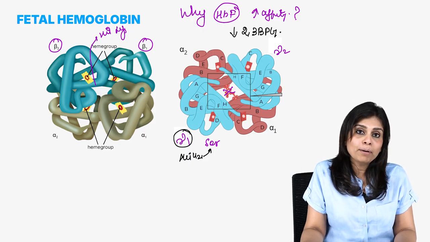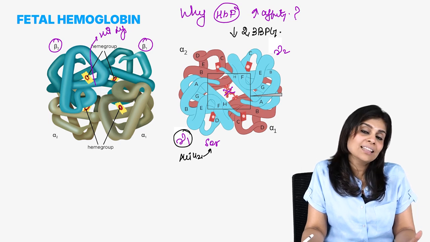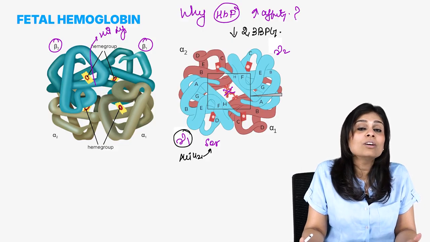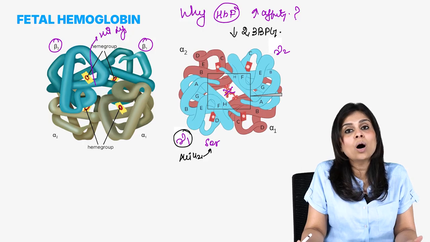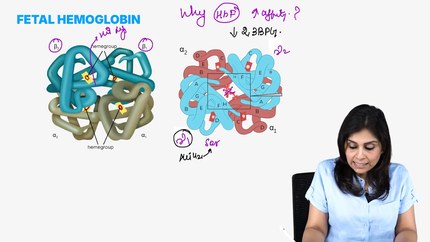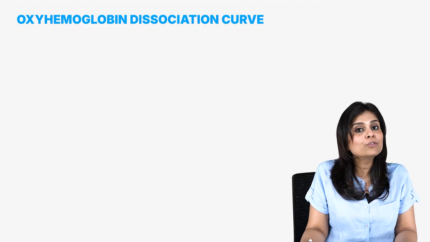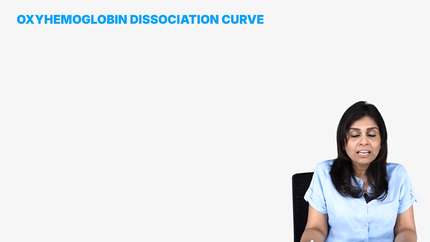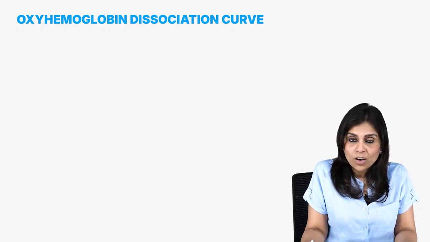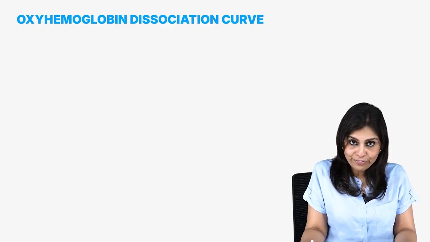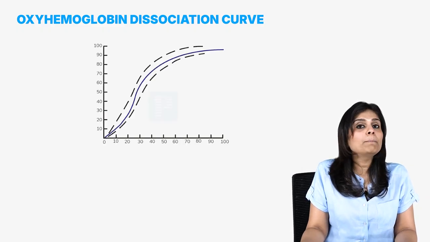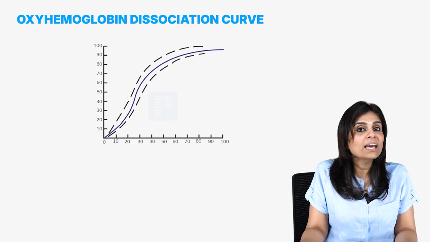Okay, so that's about what hemoglobin does at the tissue side, at the lung side. What is Bohr effect? What is Haldane effect? What is the effect of 2,3-BPG and how does fetal hemoglobin exhibit higher affinity? Now, let's learn about oxyhemoglobin dissociation curve. Okay, so how is this oxyhemoglobin dissociation curve drawn? Whenever you're trying to learn a graph, step number 1 is to find out what is along x-axis. Step number 2 is to find out what is along y-axis.